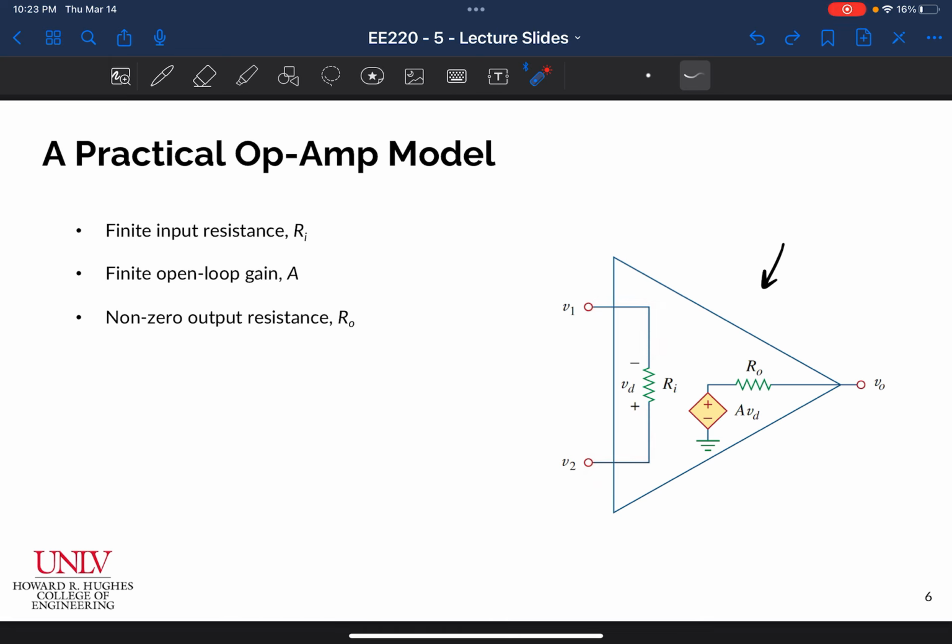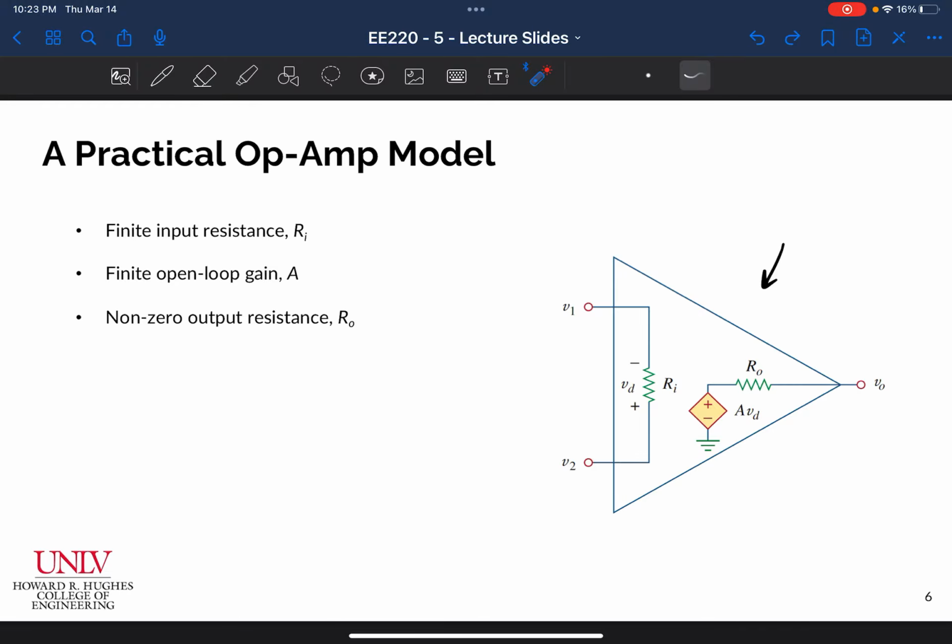Well, for a practical op-amp, that's not the case. The Ri might be very, very, very large, and so these voltages will be close to equal, but they won't be exactly equal. So that's one limitation of the practical op-amp: there is a finite input resistance value, which means these two values will not be exactly equal to one another.